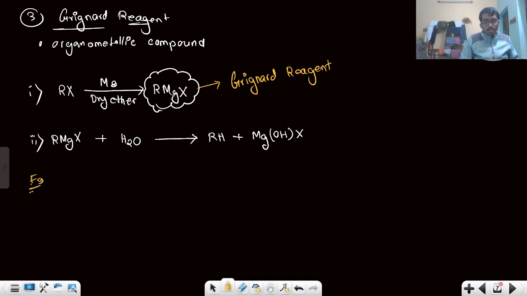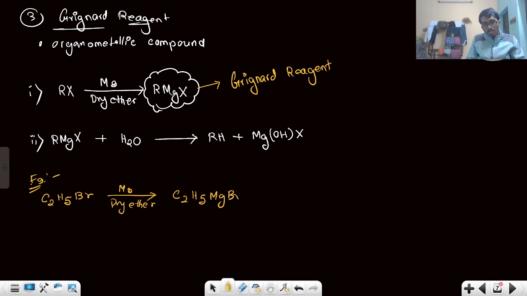Example. Okay. Suppose we have ethyl bromide, C2H5Br. This is ethyl bromide. We have to convert this to ethane, ethyl bromide to ethane. So what we will do, ethyl bromide, first we will react it with Mg and dry ether to get C2H5MgBr.